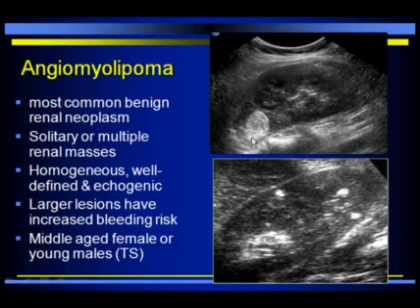And here is one that is an angiomyolipoma, and this is the most common benign renal neoplasm. It can present as a solitary lesion or as multiple lesions. Often one sees the multiple lesions in younger males, and that's in association with tuberous sclerosis. In older females or middle-aged females, one can see either a single angiomyolipoma or multiple angiomyolipomas. They're homogeneous, they're well-defined, and they're echogenic. When they get large, they have a risk for bleeding, and so sometimes they're embolized or treated because of that risk.